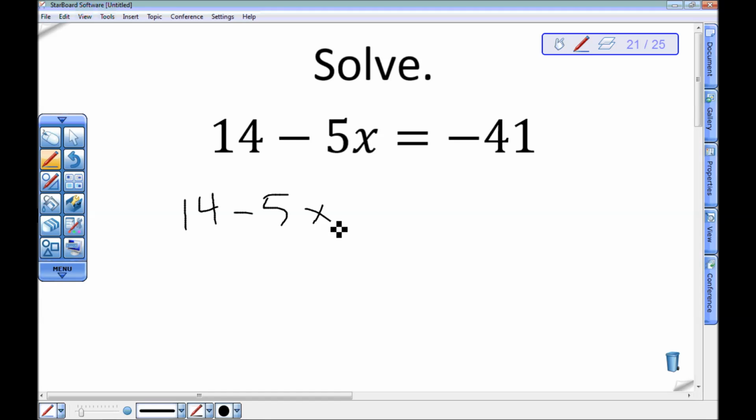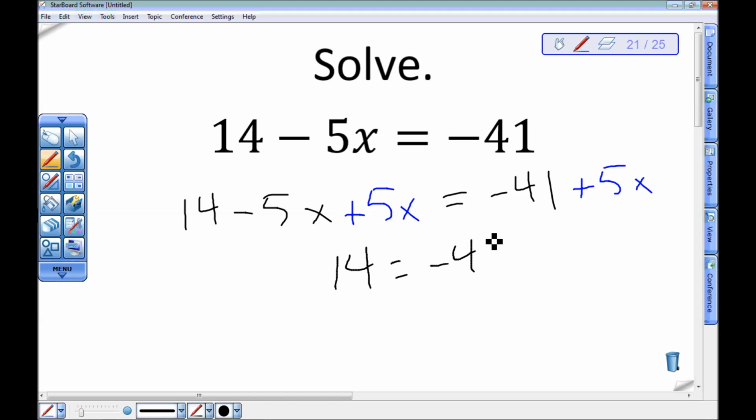So here what I'm going to do is I'm actually going to move the 5x to the other side. Now you may notice that I could have just as easily subtracted 14 from both sides and that would have worked. But I like it when the coefficient on my variable term is positive. So I'm going to move it over there. It may be an extra step, but it's one that I like to take so that I don't make sign mistakes. So 14 minus 5x plus 5x is 14 equals negative 41 plus 5x.